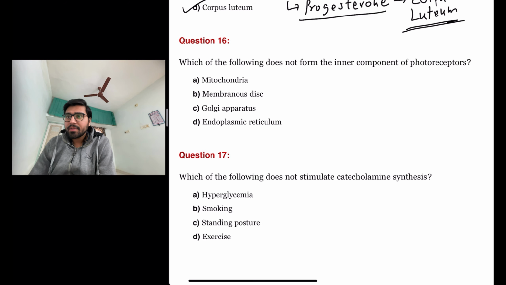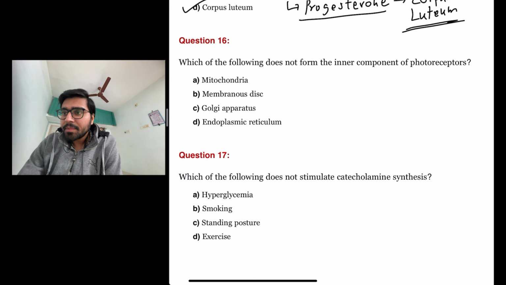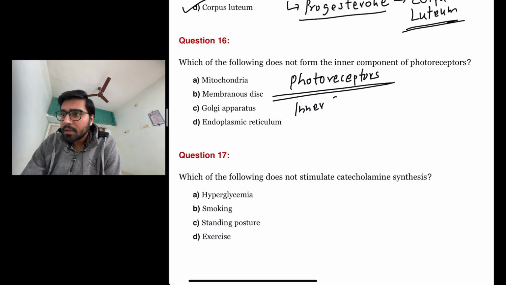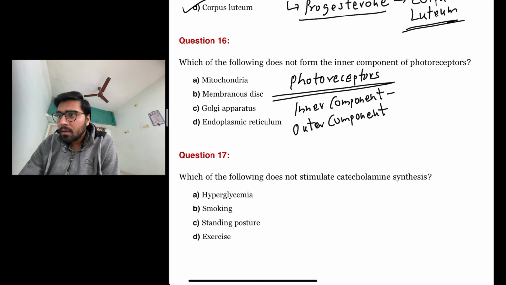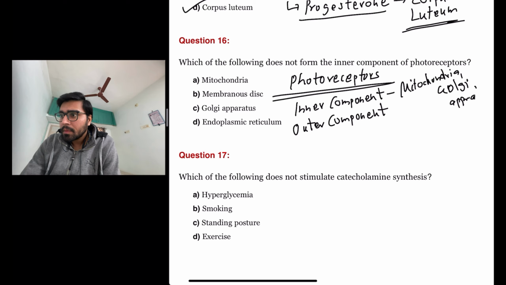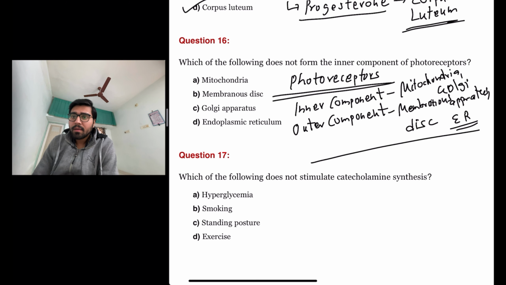The next question is which of the following does not form the inner component of photoreceptors? Photoreceptors are actually rods and cones. It has two components, inner component and an outer component. Inner component is actually formed by mitochondria, Golgi apparatus, and endoplasmic reticulum. An outer component is formed by membranous disc. Okay, so the answer here is B, membranous disc, because mitochondria, Golgi apparatus, and endoplasmic reticulum are the component of photoreceptor which is located in the inner side. But membranous disc form the outer component of the photoreceptors.